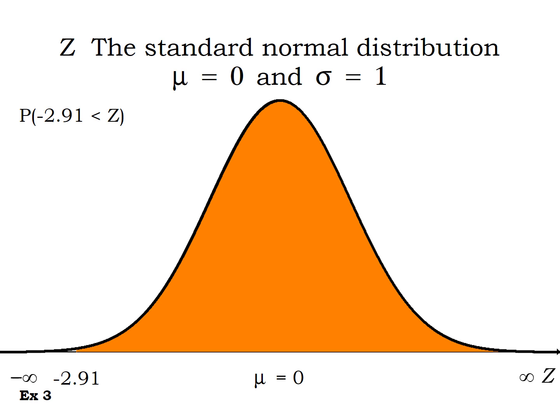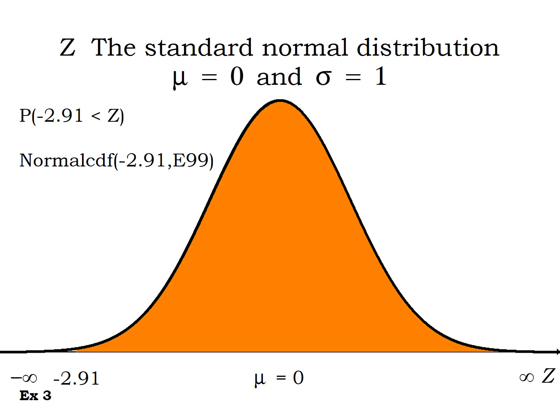Again, Z score is on the horizontal axis. So the probability I'm looking for is equal to the shaded area. To find this area, I'm going to use my calculator. Again, normal CDF function. My limits are going to be from negative 2.91 to positive infinity.